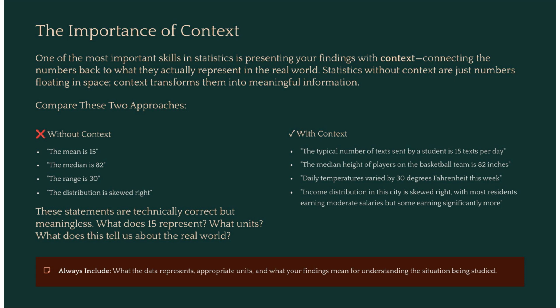It's essential to use clear language and keep the data's context in mind. Don't just list numbers. Tell a story. Instead of saying the mean is 15, say the typical number of texts sent by a student is 15 texts per day. This connects the statistics back to the real-world question you asked in the first place.